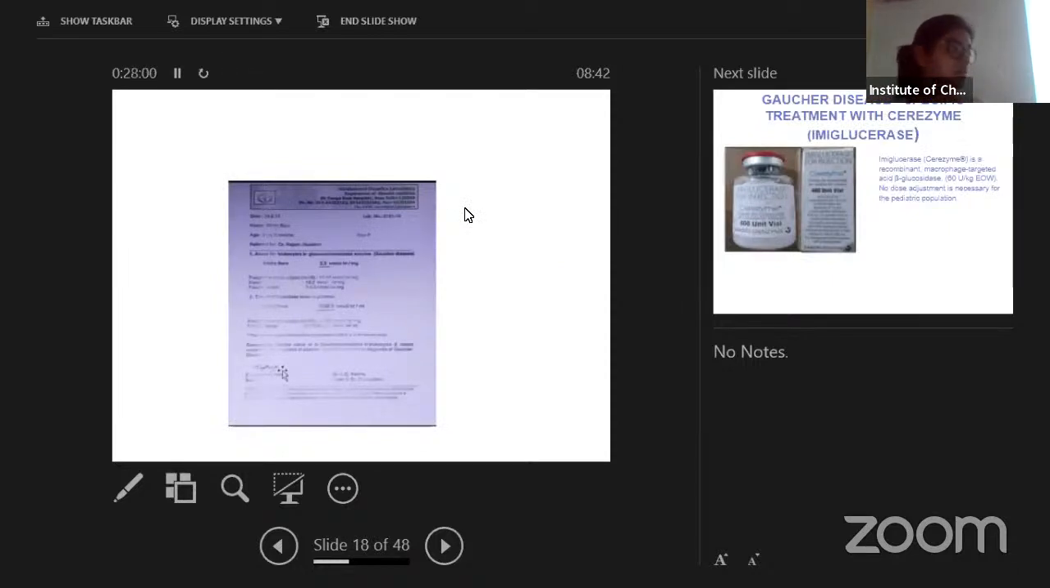Beta glucocerebrosidase low, which is high.